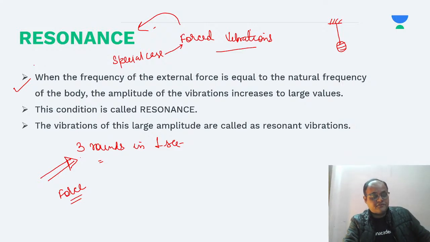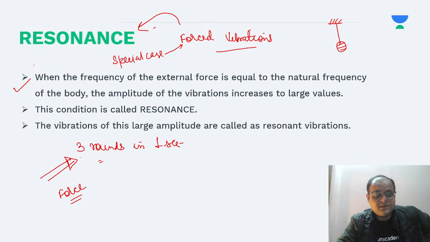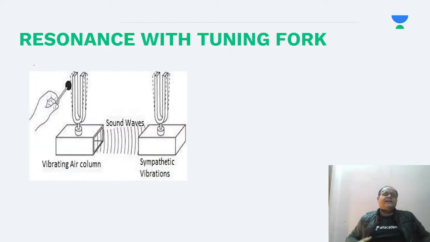It does have a lot of physical significance. This is the best part. It does have lots and lots of physical significances. Now, let's decode it through some examples. Now, let us take this example. Let me first demonstrate how things are happening. We have got two tuning forks, right?